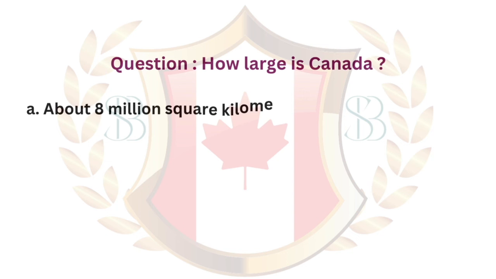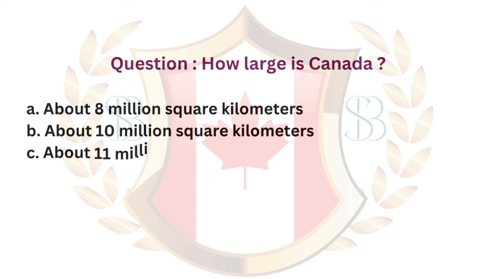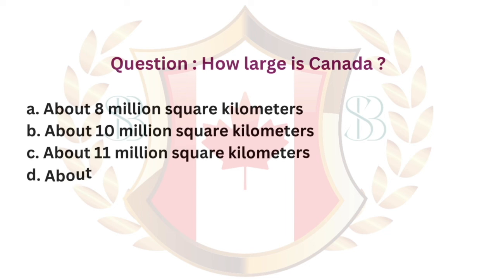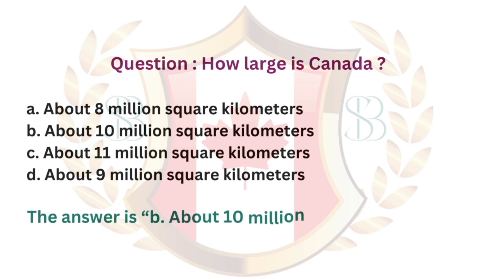Question. How large is Canada? A. About 8 million square kilometers. B. About 10 million square kilometers. C. About 11 million square kilometers. D. About 9 million square kilometers. The answer is B. About 10 million square kilometers.